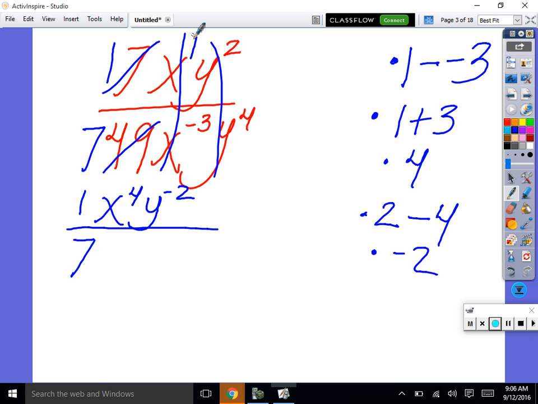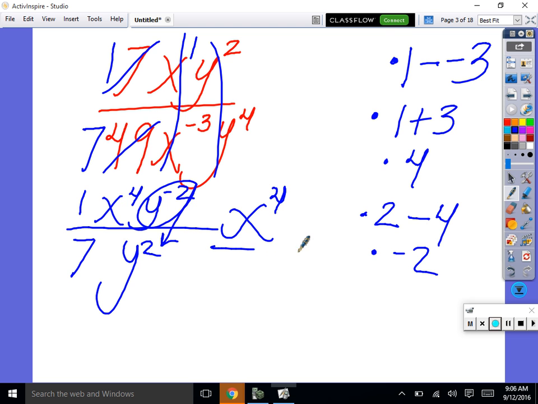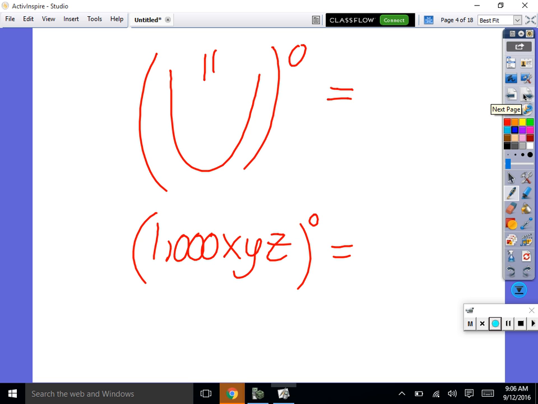So everybody see how I did my y's? Now we would say, okay, do we have any negative exponents that we need to flip over a fraction? So y squared on bottom. 1 times x to the 4th is just x to the 4th on top. On bottom we have a 7 and a y squared. Everybody feel good about that problem? You're going to see one like that on the test. Okay, what's any base raised to the 0 power? Is it the base to the 1st?